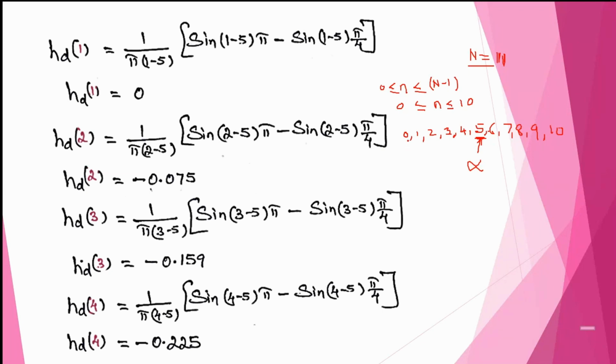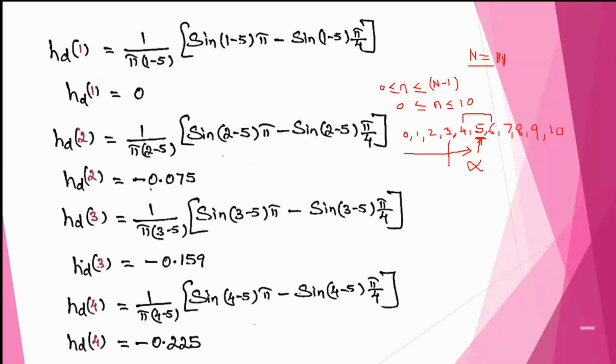So far we have substituted n equal to 0, 1, 2, 3, 4. If you are substituting 4, what value are you getting? Minus 0.225. If you are substituting 3, the value is minus 0.159. So far we have substituted all these values 0, 1, 2, 3, 4, 5. Then there is no need to substitute HD of 6, 7, 8, 9, 10. So simply we can say that your HD of 4 value will be equal to HD of 6.